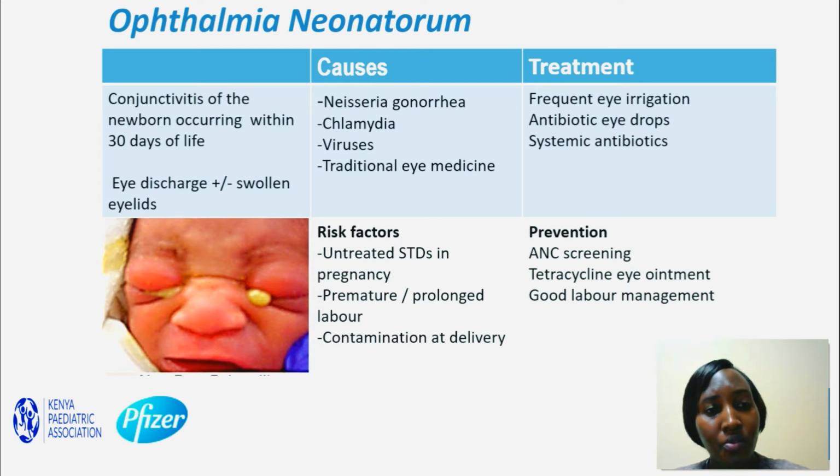If this is not addressed in time, because Neisseria is one of the organisms that can penetrate an intact cornea, it can result in corneal melting and perforation of the eye within a very short time.